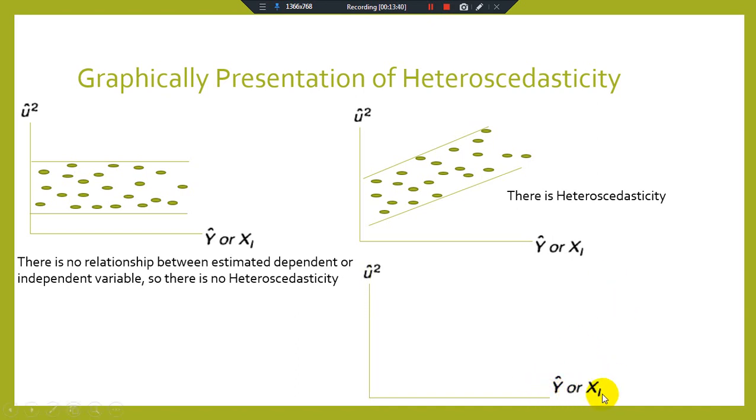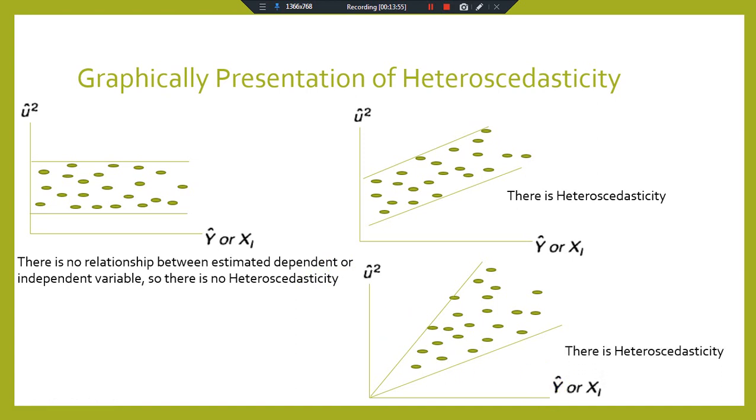Here we have another example, where we have estimated y, or an explanatory variable, on the x-axis, and we have variance on the y-axis. Okay, if this type of relation exists between these two axes, then we can say that there is heteroscedasticity in our error. So in this situation and in this situation, our variance is no longer constant, and we cannot apply OLS or simple regression on this type of data.